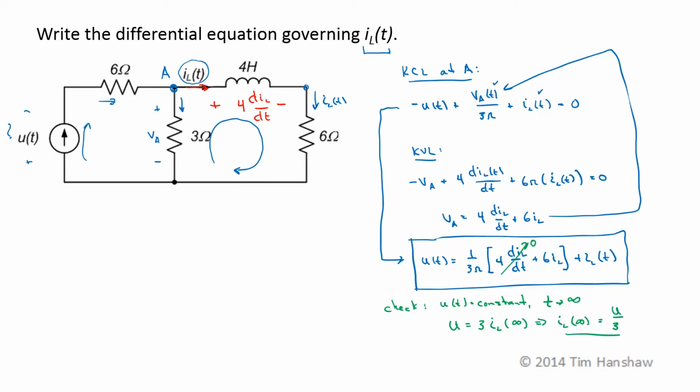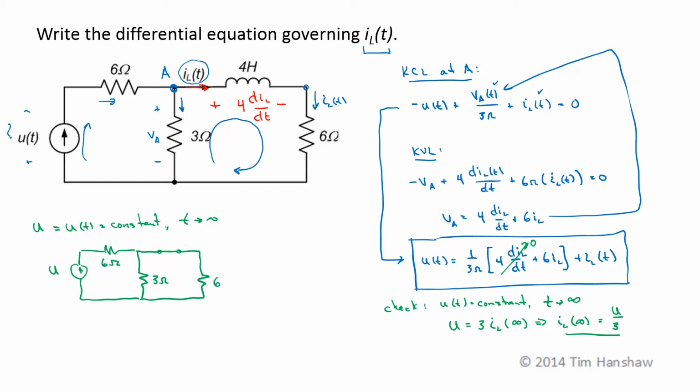Now we also know that if U of t is a constant and we let t go to infinity, the inductor looks like a short circuit. So physically our circuit becomes this. This is a capital U, so let that be our constant U of t. I have a 6 ohm resistor. I have a 3 ohm resistor. As t goes to infinity, there's no voltage across the inductor, so this looks like a short circuit.